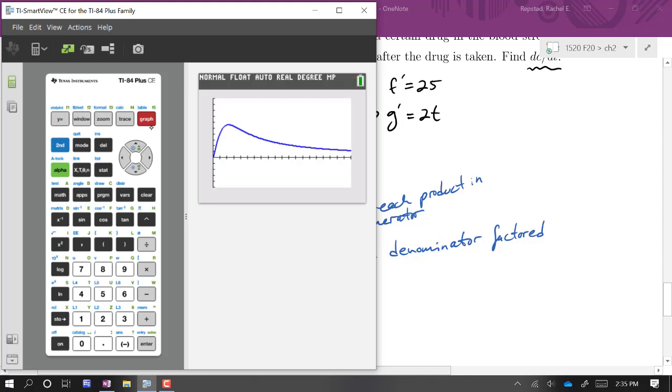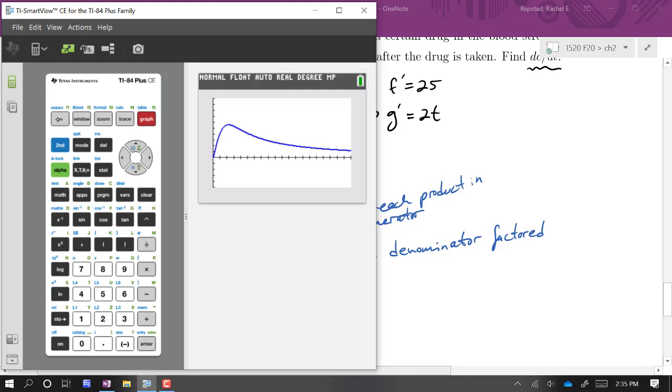Okay, so that's sort of what we expect to see, right? That's what we talked about in the beginning. At the instant the drug is taken, you've got no drug in your system, but then you take the drug and that increases, right? So this blue graph is the actual concentration. This is not the derivative. So we see the concentration increasing, it reaches some peak here, and then it starts decreasing because your body is working to filter it out.